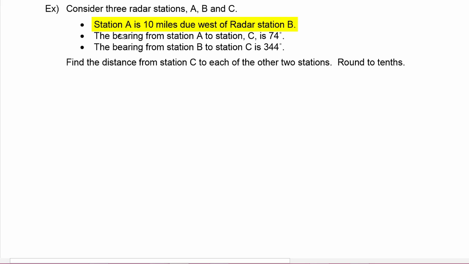Now, radar station A is 10 miles due west of radar station B. So A could be over here, and B would be here, and we know that the distance between them is going to be 10 miles.